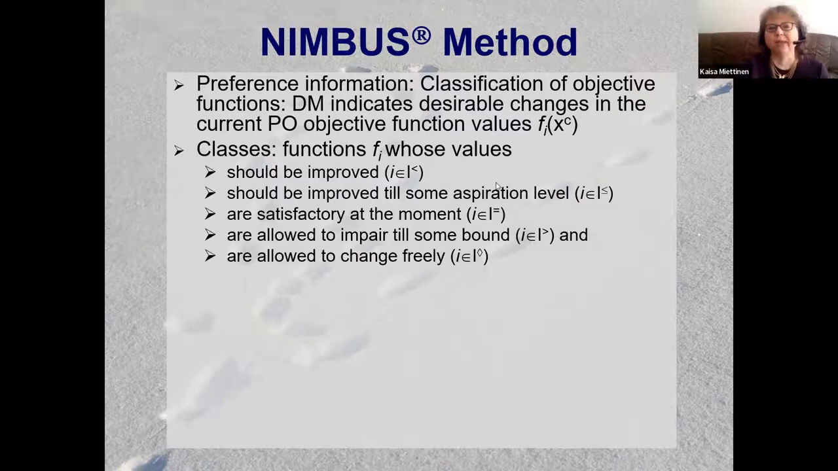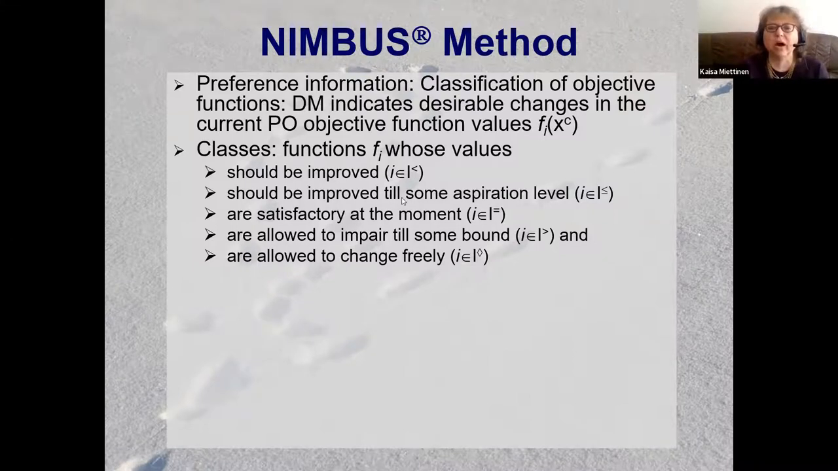So we have five classes available for each function. It is possible that the current function value should be improved as much as possible, or improved till some desired level, but not beyond that. The current value can be acceptable, or one can allow some impairment till some bound to allow improvement in some other functions, or one can allow a function to change freely to see what happens with the other functions. So this method reminds the user of the nature of Pareto optimality, it is not possible to improve all functions simultaneously, but some sacrifices in some other functions are needed.